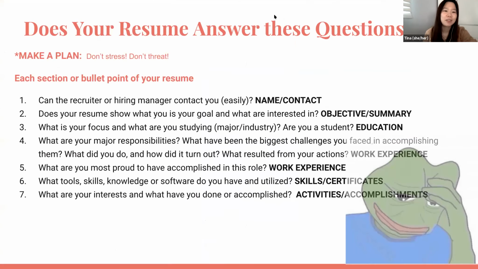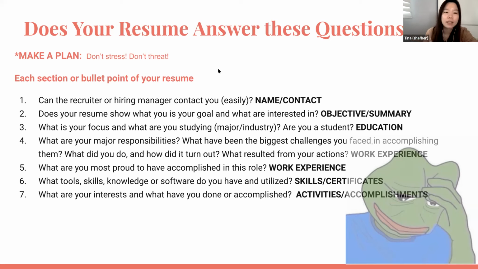And so another thing which is very important is, while writing your resume, you really want to ask yourself certain questions. So it could be, does your resume answer these questions? Making a resume is very stressful because it could be overwhelming, but it's very important to make a plan. Don't stress over it, and know that you have a lot of resources online, and make sure that your resume hits every point. So writing your name is really important.